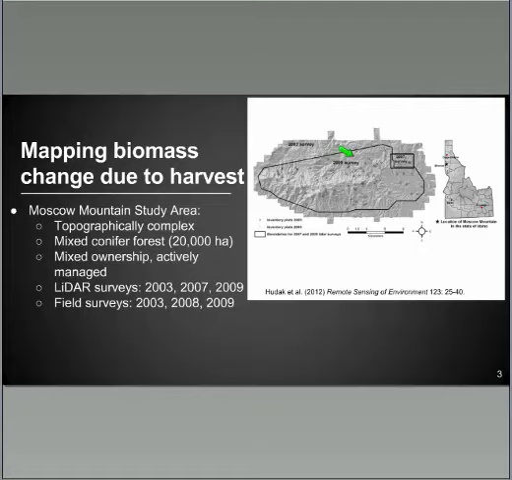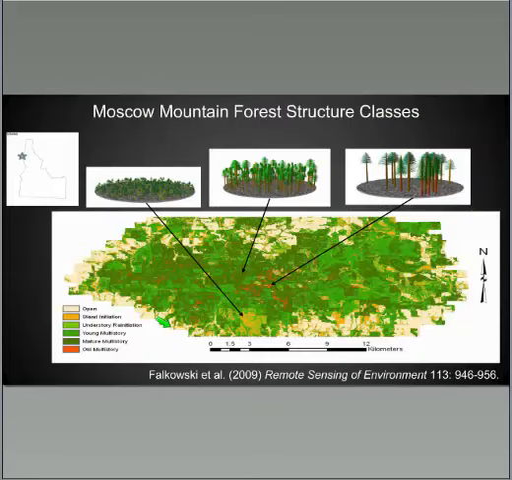Accompanying each of these LIDAR surveys from 2003, 2007, and 2009 were field surveys in the same years. Although I guess in the case of 2007, we actually measured the field plots a year later. So Moscow Mountain is an actively managed landscape. It covers 20,000 hectares, and we've done research on there for at least 10 years now.